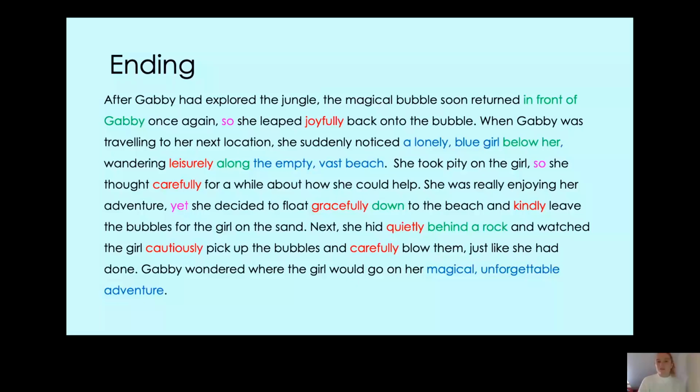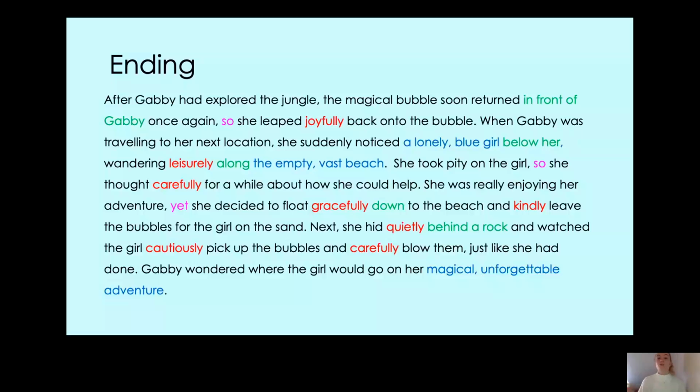So again, can you see how many adverbs of place, adverbs of manner, conjunctions and expanded noun phrases I fit into that one tiny paragraph? So let's look at it sentence by sentence. After Gabby had explored the jungle, so that's telling me when, that's my adverb of time, the magical bubble soon returned in front of Gabby. So that's telling me my adverb of place, where the bubble returned to. So the magical bubble soon returned into the sky. The magical bubble soon returned below Gabby's feet once again.